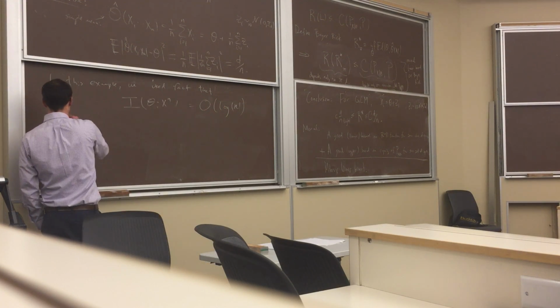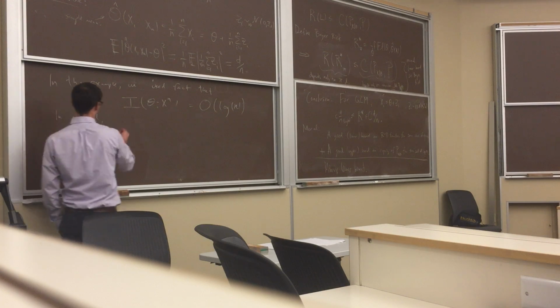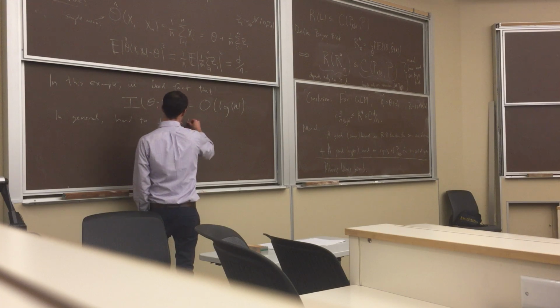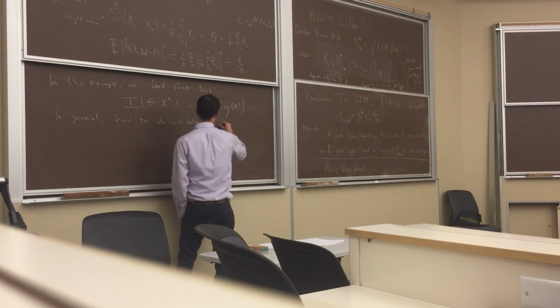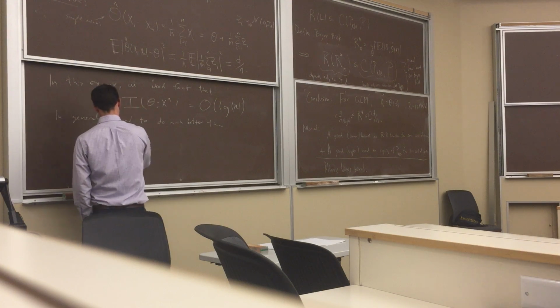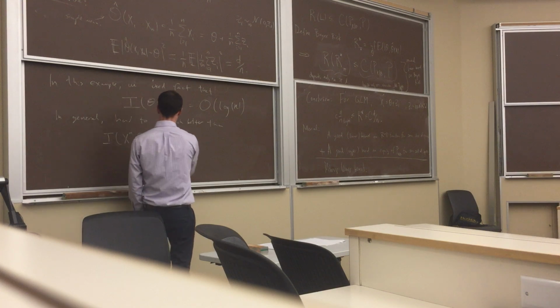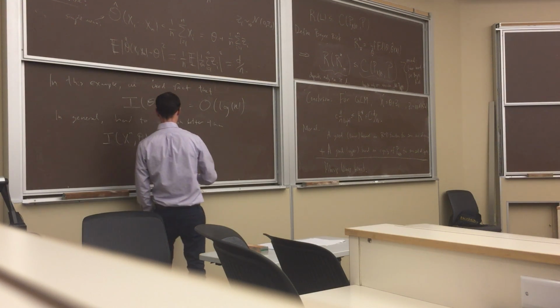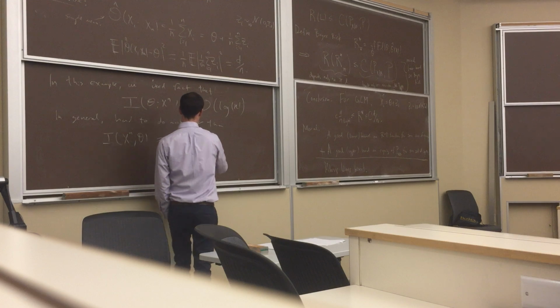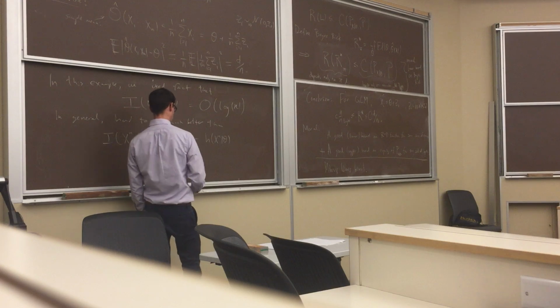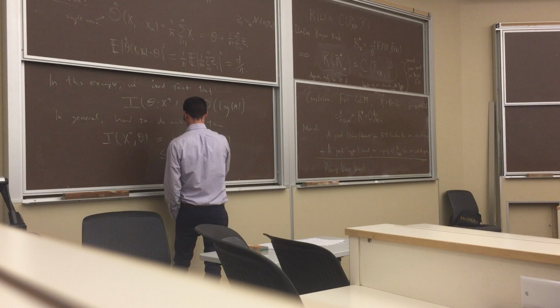So, in general, hard to do, much better than linear in n. Because if we just appeal directly to the chain rule and properties of entropy, this is something like h of X^n minus h of X^n given theta. These things are conditionally IID, and this thing is bounded by the sum of the marginal entropies, so this is less than the sum, or n times, let's say.